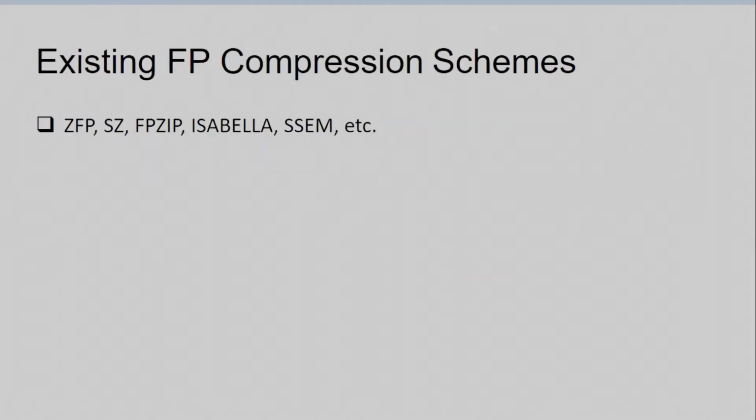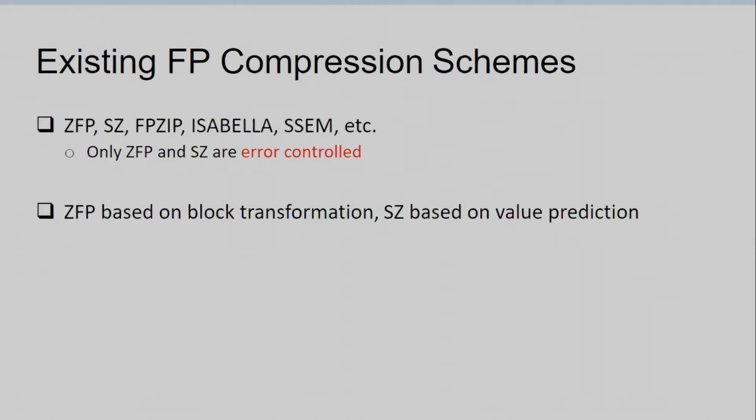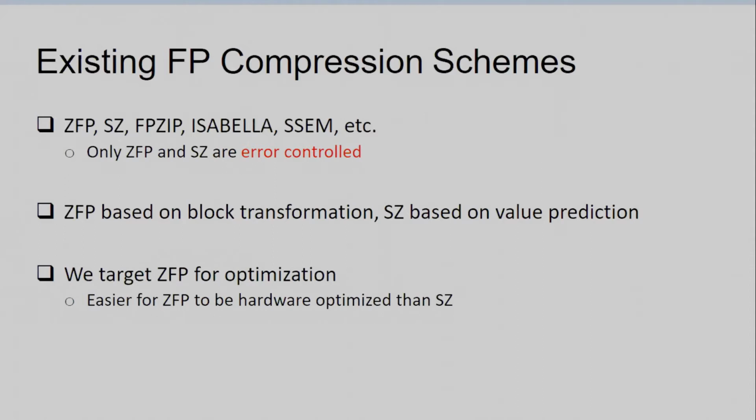There are a lot of existing floating point compression schemes, including ZFP, SZ, FPZip, and so on. Among them, only ZFP and SZ are error-controlled, which is a big advantage over other schemes. ZFP is based on block transformation, but SZ is based on value prediction. In this work, we target ZFP for optimization because it's easier for ZFP to be hardware optimized than SZ.